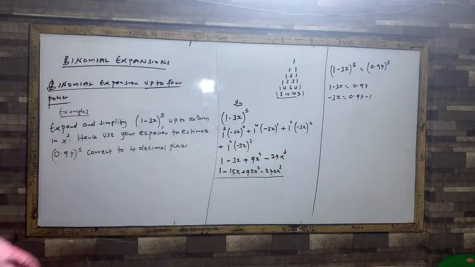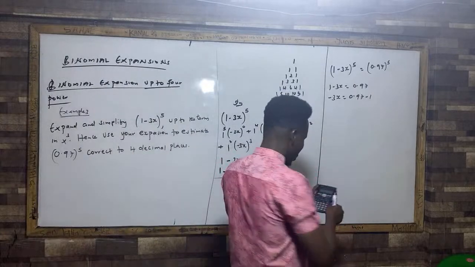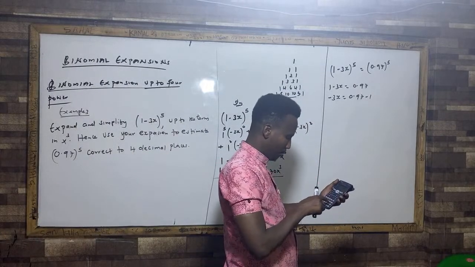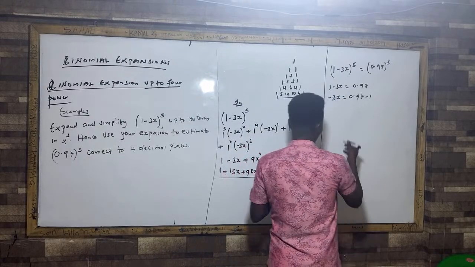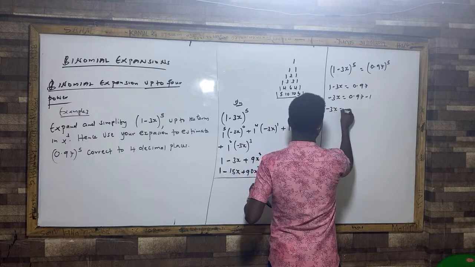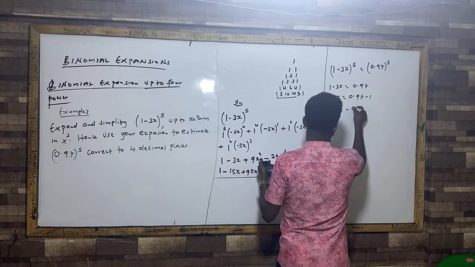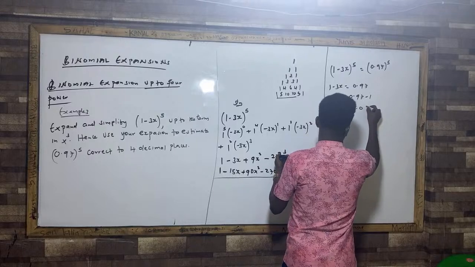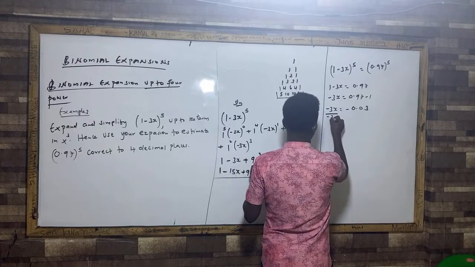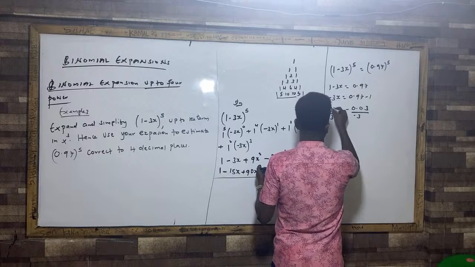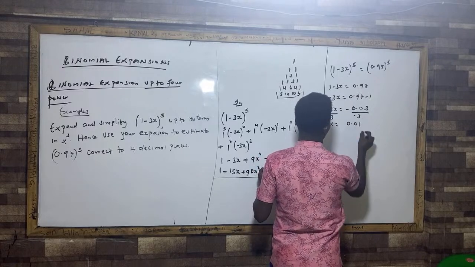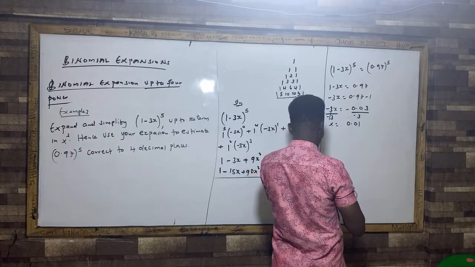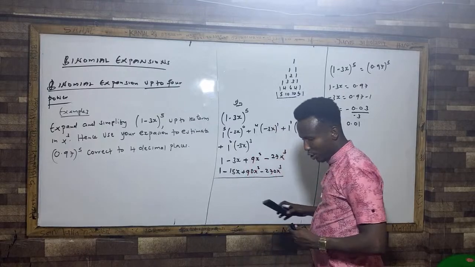Make sure you have your calculator. This is my calculator, guys. So I'll say 1 minus 0.97. It will give me negative 3x is equal to negative 0.03. Then to get the value of x, divide both sides by negative 3. Cancel this. x is equal to 0.01. That is the value of x.